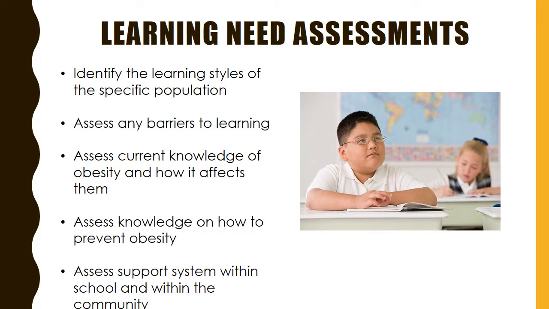Number 1. Identify the learning styles of the specific population. Number 2. Assess any barriers to learning. Number 3. Assess the current knowledge of obesity and how it affects them. Number 4. Assess knowledge on how to prevent obesity. Number 5. Assess support system within the school and within the community.